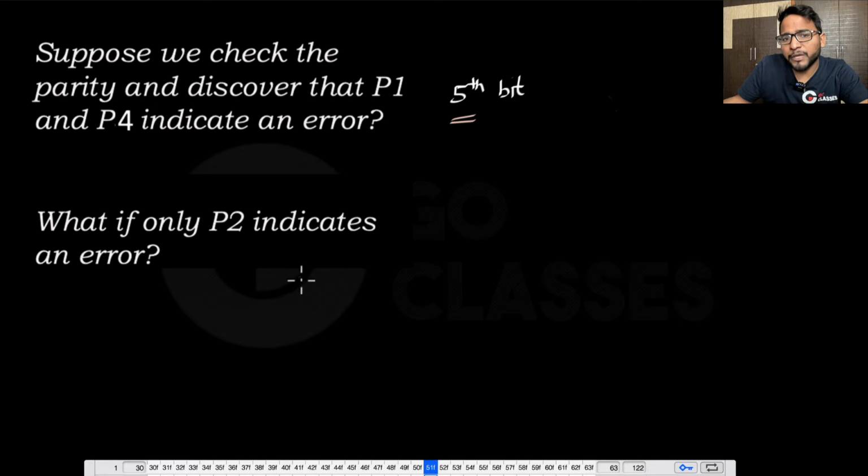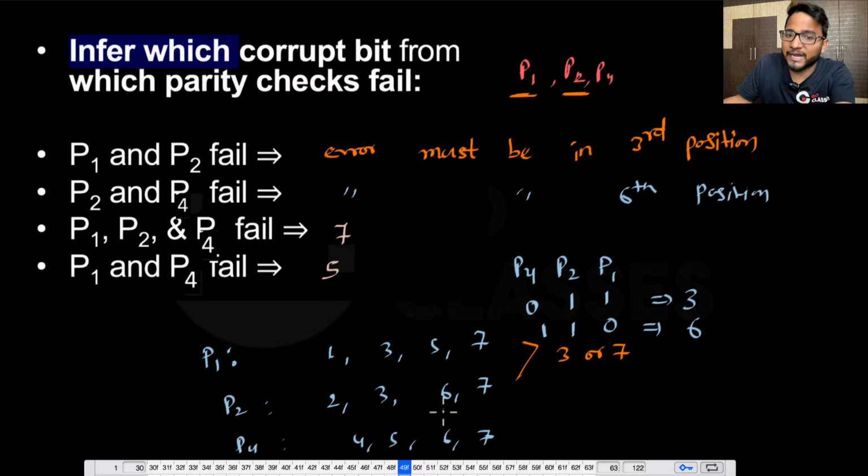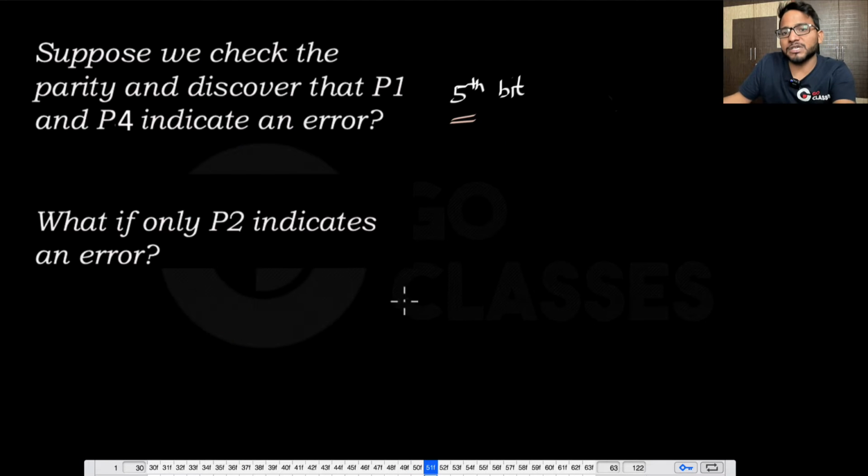Now, what if only P2 indicates error? If only P2 indicates error and these two pass, then the error is in 2 only. Why? Because if P2 indicates error, it means 2, 3, 6, 7 have the error, but 3 and 7 cannot have error, and similarly 6 and 7 cannot have error. That's why 2 must be having the error. So if only P2 is indicating error, then the error is in the second bit, right? So basically you just sum up all the parity indexes which are indicating error, and based on that you can find out where the error is.